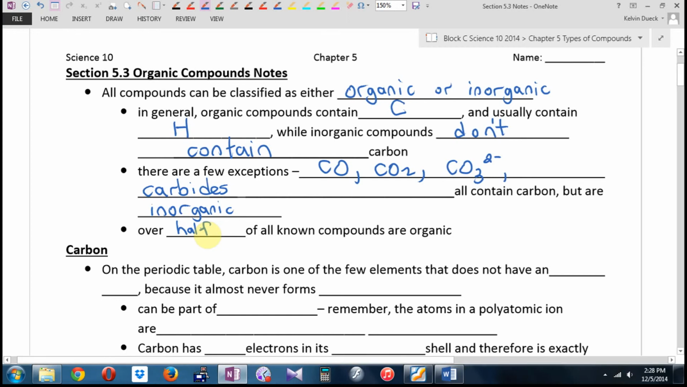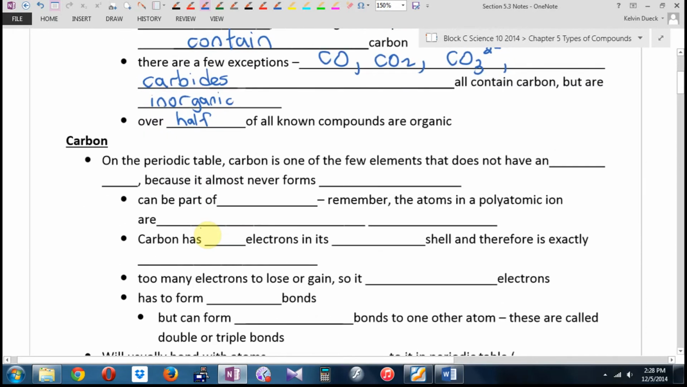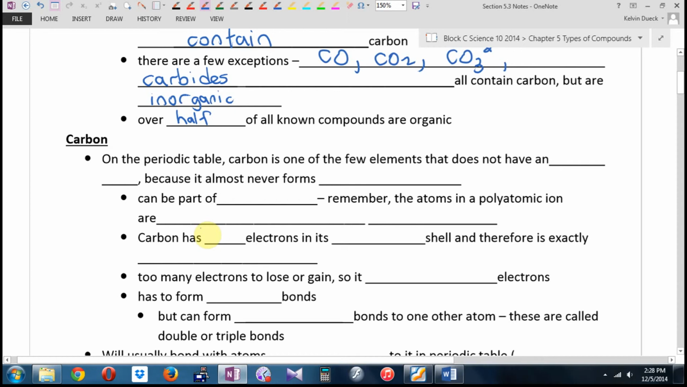Carbon bonds with many things. On the periodic table, carbon is one of the few elements that does not have an ion charge. Did you notice that? It's blank. Carbon and silicon, as it turns out, don't have an ion charge in the top right corner. Because it turns out it almost never forms. It can. We can force it to. As I've said, there's always exceptions.